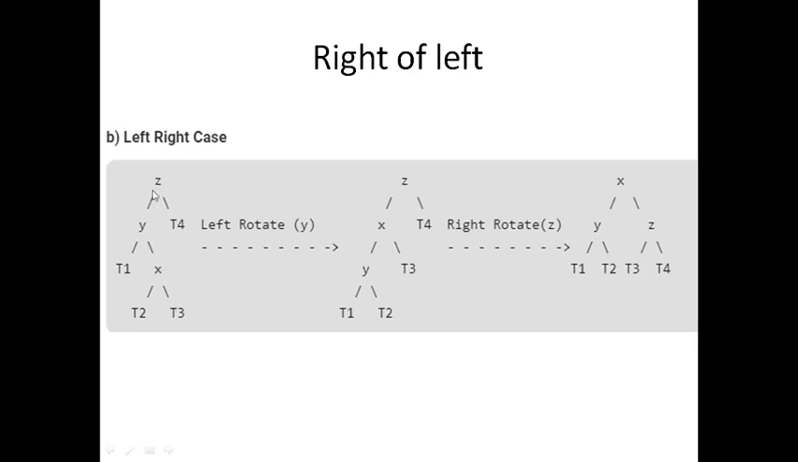So overall, from the root level the left subtree is unbalanced, but at the level of Y the right subtree is unbalanced. So it's a combination of two cases. It's not purely left of left or right of right. It's a combination of left as well as right. That is the uniqueness of this particular case.